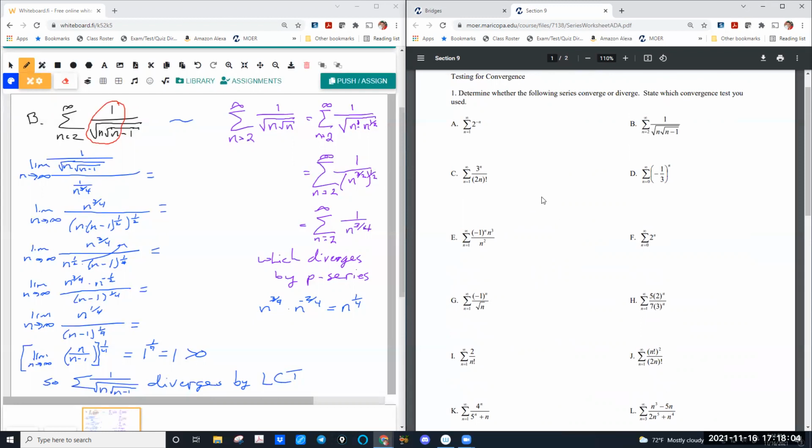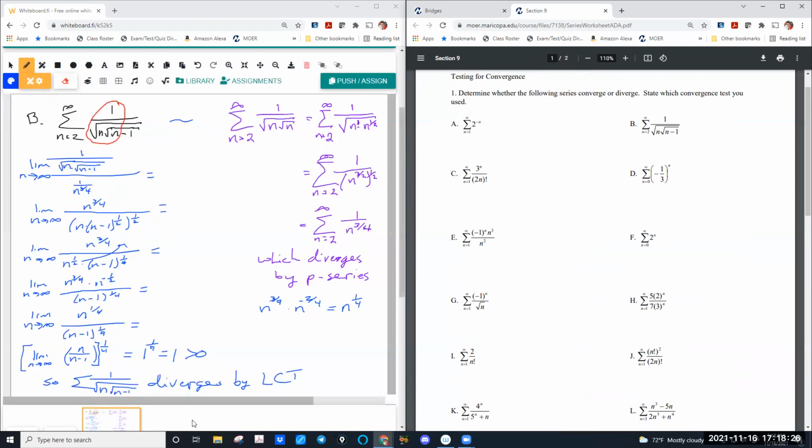Let's just kind of look at a few of these too. Also, once you get better with these, which you guys are new to, I can look at these and kind of tell which tests I want to use. For example, I have a constant to an n power. This is going to be geometric.